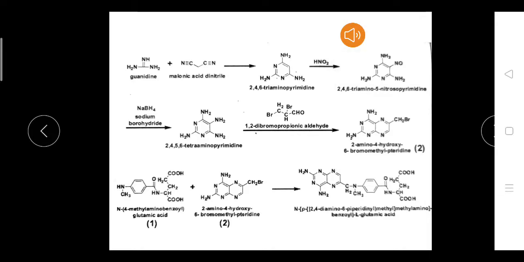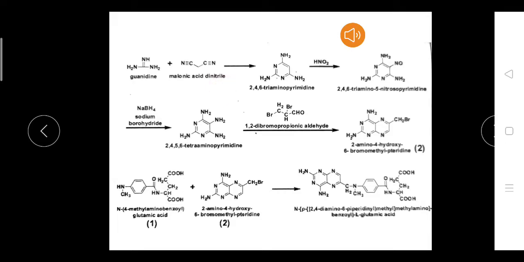The second part of synthesis of methotrexate. In the second part, 2-amino-4-hydroxy-6-bromomethyl-pteridine is made from 2,4,6-triaminopyrimidine. This 2,4,6-triaminopyrimidine is synthesized by reacting malonic acid dinitrile with guanidine.